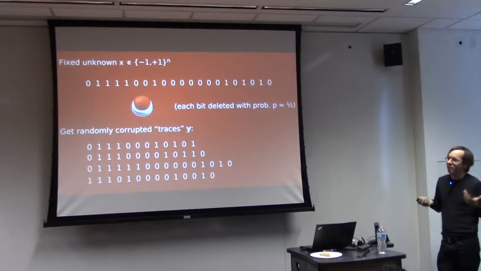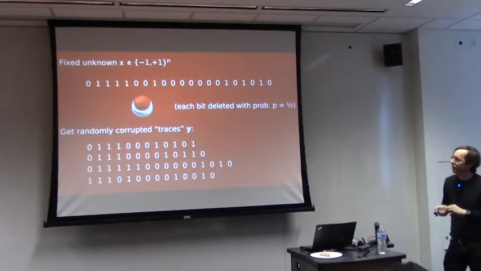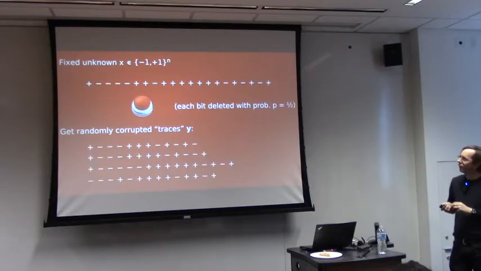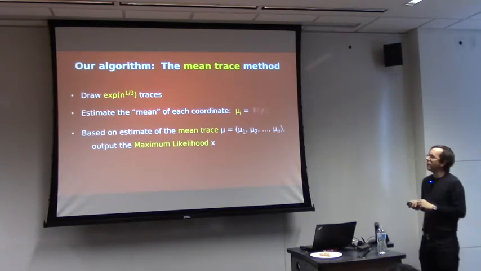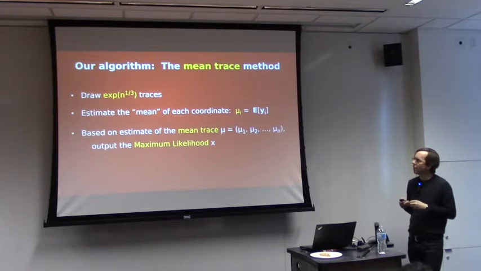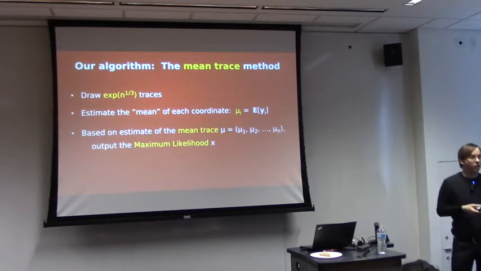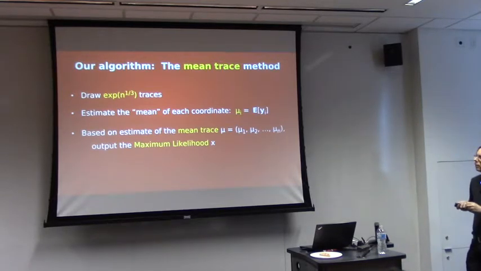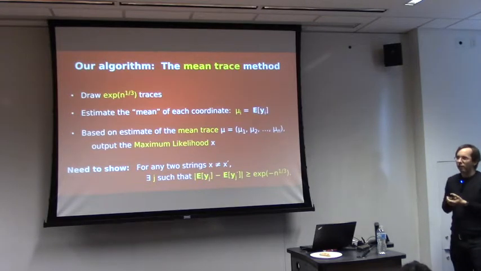As I promised, maybe I should have just started with this. My favorite thing in the world is to switch the notation so bits are plus or minus 1 instead. So let's do that. So the traces now look like this. And this is our algorithm, the mean trace method. And as I said, what we're actually going to do is estimate the mean of each coordinate in this plus or minus 1 notation. And you can think now of absence of a bit, like towards the end of the trace, as being a 0. And this was getting at the statement from before.